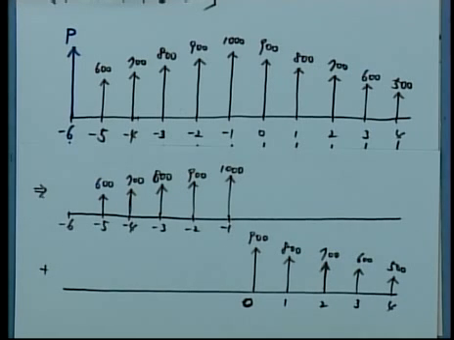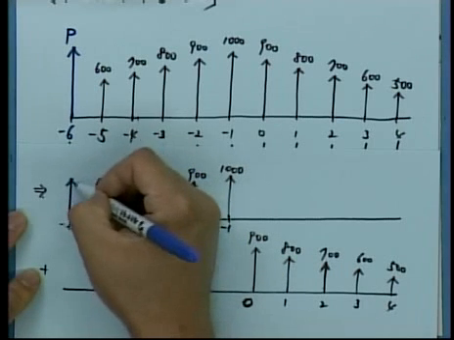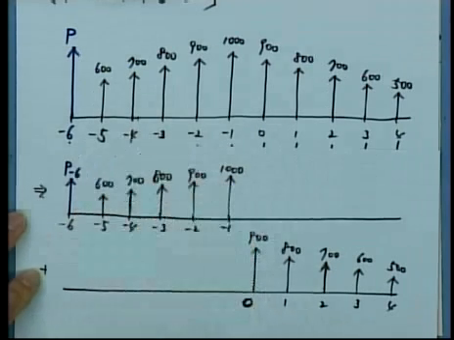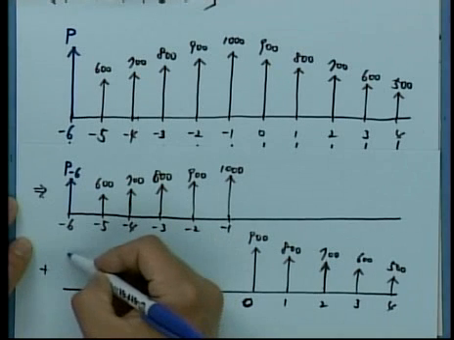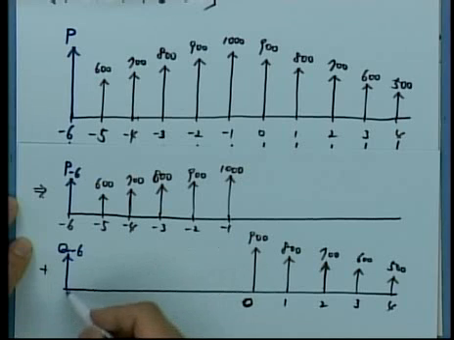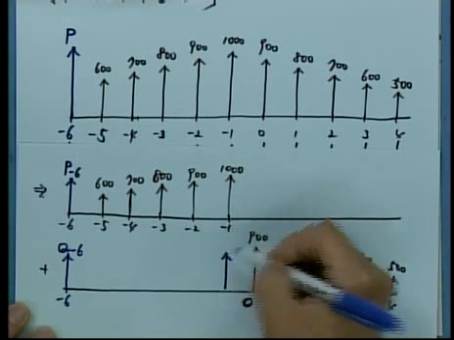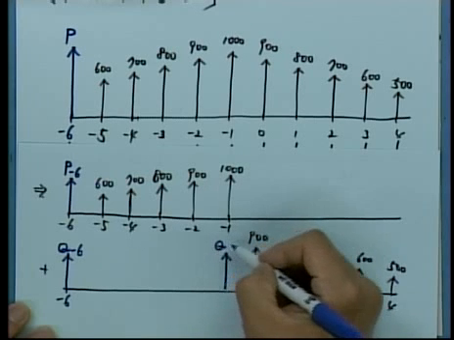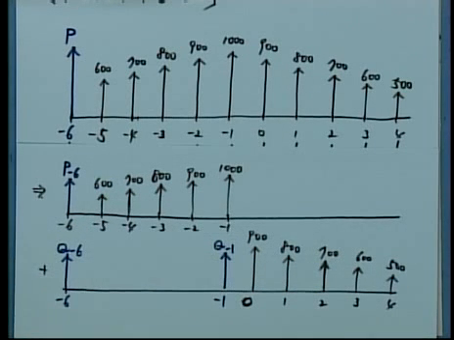So if I said the P sub negative 6 right here, and let's say Q sub negative 6, and also if I said Q sub negative 1, okay, at the end of period negative 1, like this.